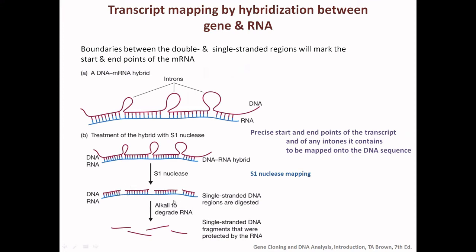Then they will be treated with alkali. The alkali will digest the mRNA, so we have only the DNAs. From this DNA, we know what is the start and what is the end. Similarly, we know what the exons are in the DNA.